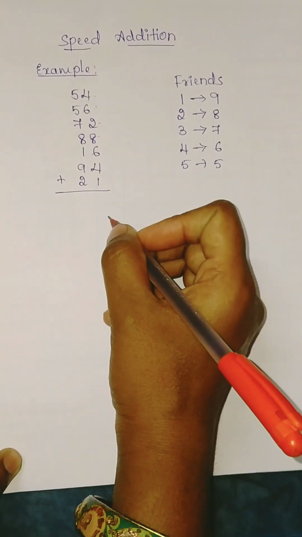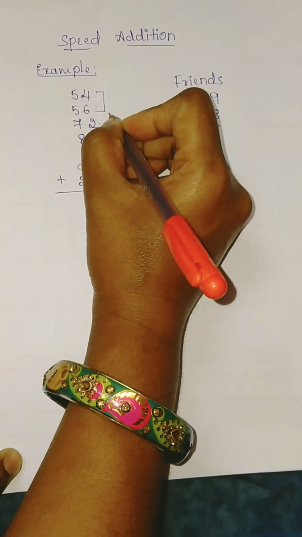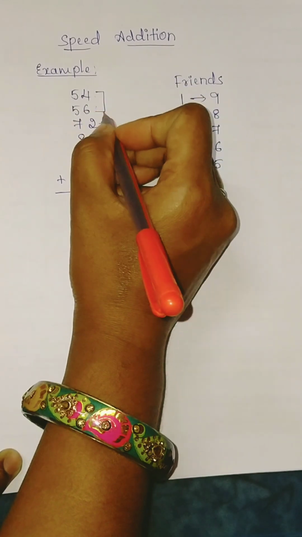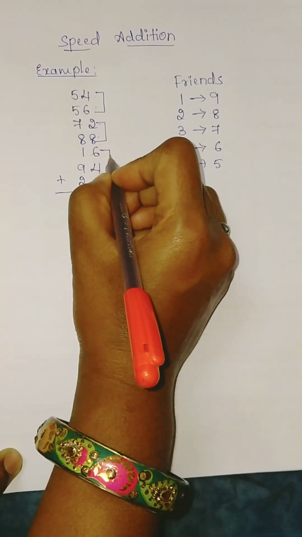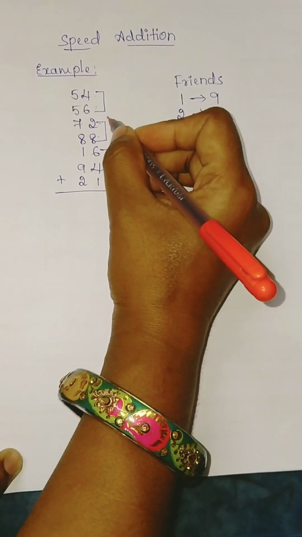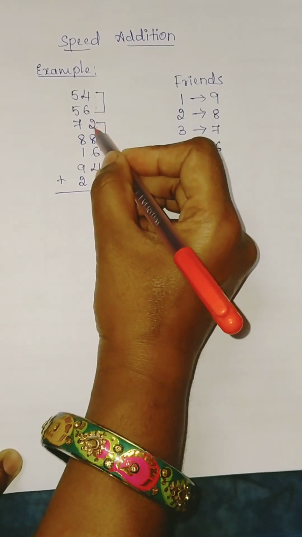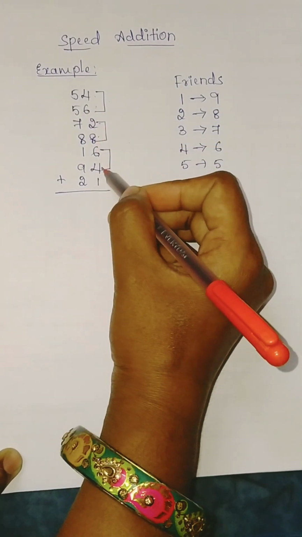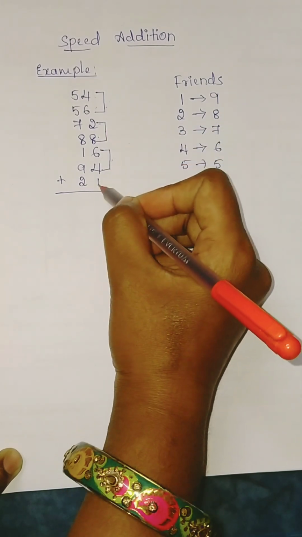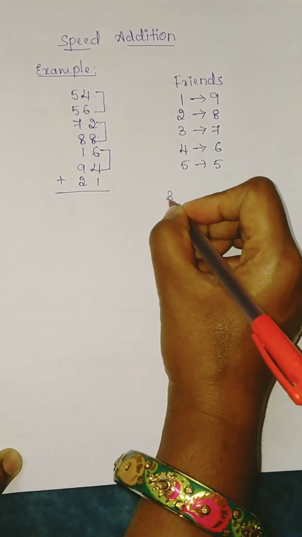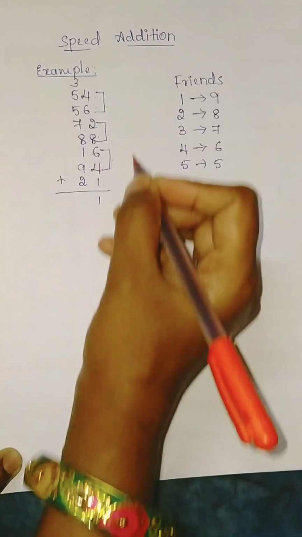Next, go for doing the addition. 2's friend is 8 and 4's friend is 6. 6's friend is 4. There are 3 pairs of 10. 4 plus 6 is 10, 2 plus 8 is 10, 6 plus 4 is 10. 10 plus 10 plus 10 is 30. 30 plus 1 is 31. So you have to write 1, and 3 you have to take as carry.